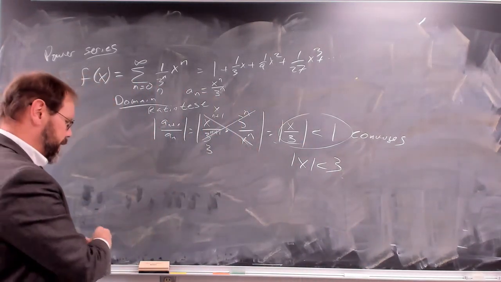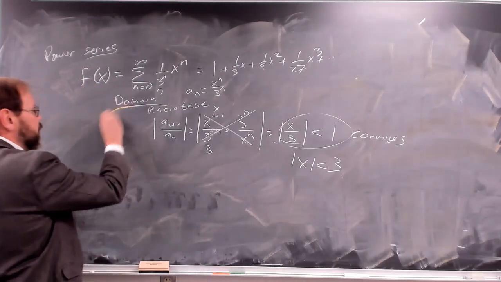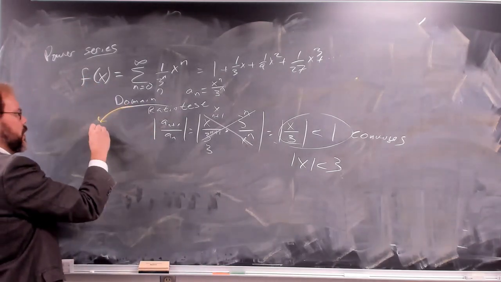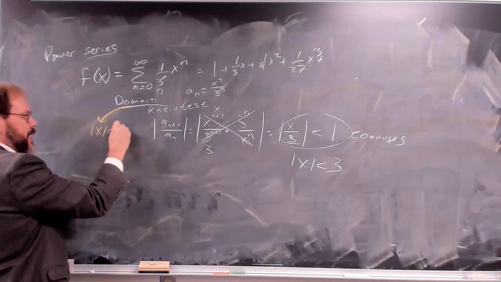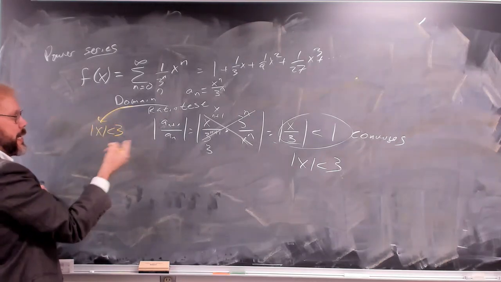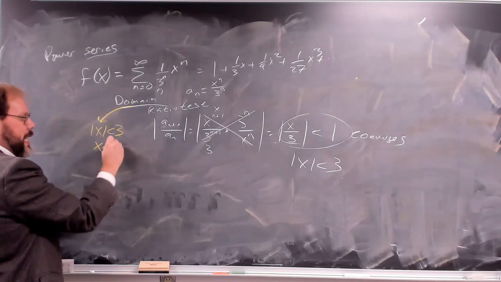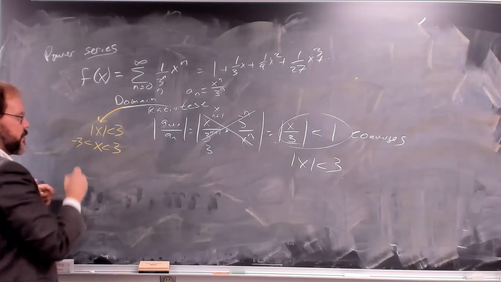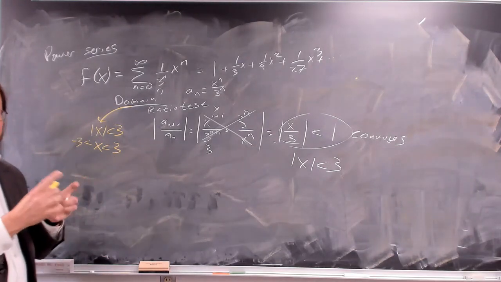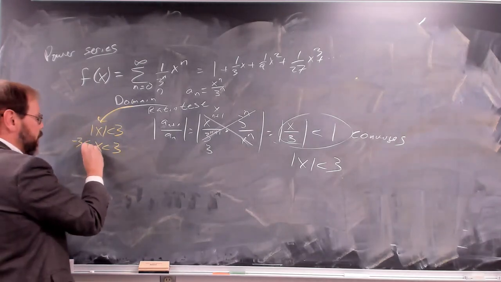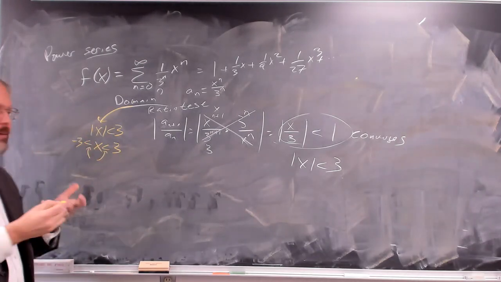Which is telling me, again, what's the domain of this function? Well, I know if the absolute value of x is less than 3, then it will converge. That's part of the domain of the function. So I know as long as x is between 3 and -3, that is part of the domain of the function. And the only thing I don't know is what's happening at those endpoints.